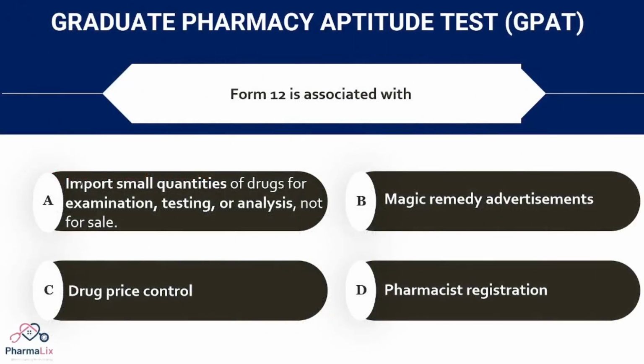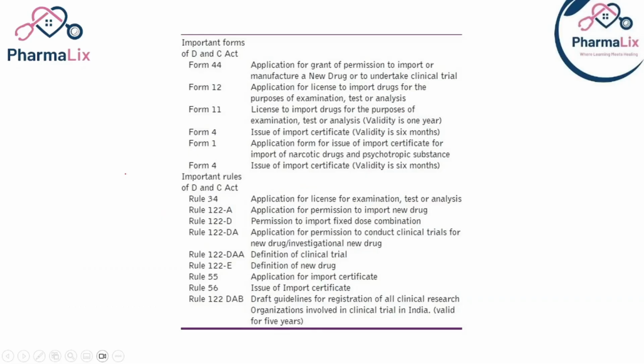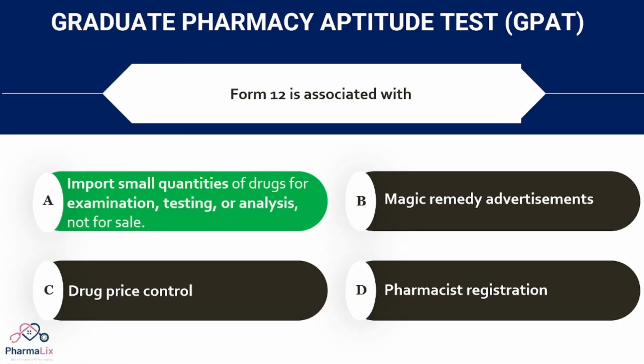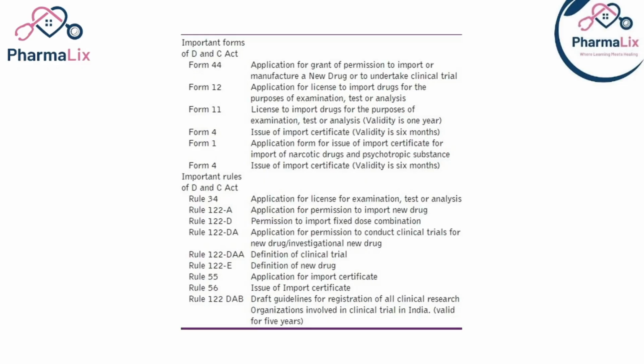Okay. Next, Form 12 is associated with A. import of small quantities of drug for examination, testing or analysis and not for sale. B. Magic remedy advertisement. C. Drug price control. And D. Pharmacist registration. So the correct answer here is going to be import of small quantities of drug for examination, testing and analysis, okay, and this is not for sale. So these are some important form numbers which you need to remember. So take the screenshot and start remembering each form number, because there could be a question regarding this.